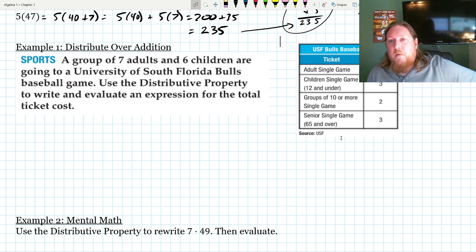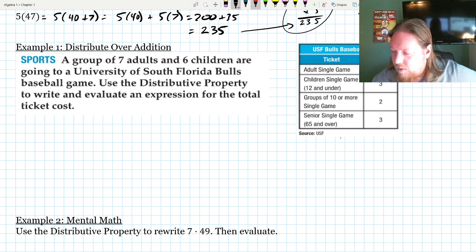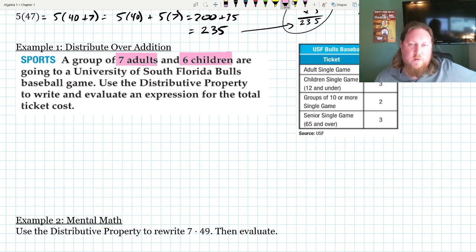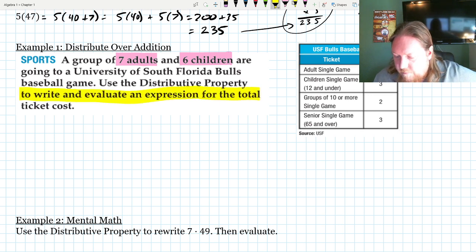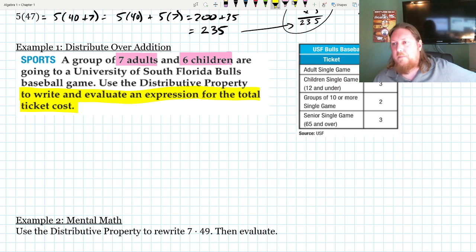Now, when we're reading this, it's giving us some information. So I'm going to reread it and highlight some stuff. Group of 7 adults and 6 children. And they're going to some game. It doesn't matter who they're actually going to. They're going to a game. But it would be nice to know how much those tickets cost, because our ultimate goal here is to write and evaluate an expression for total ticket cost. So I have to know how many tickets are going to be sold there.